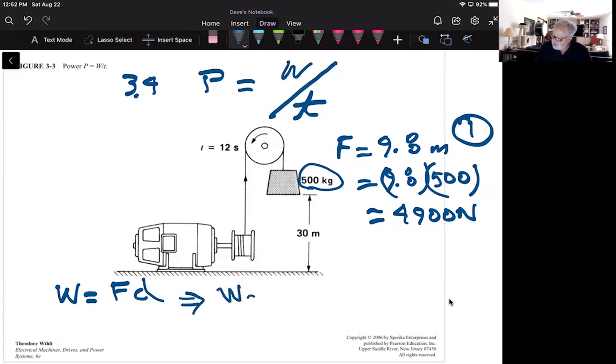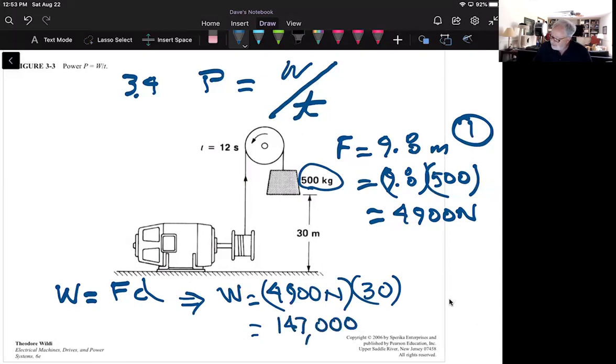So the work done is 4,900 newtons over a distance of 30 meters. And so the work done, multiplied out, is 147,000 joules, or we could call that 147 kilojoules if we wanted to. Now, this is the work. We're also given the time.